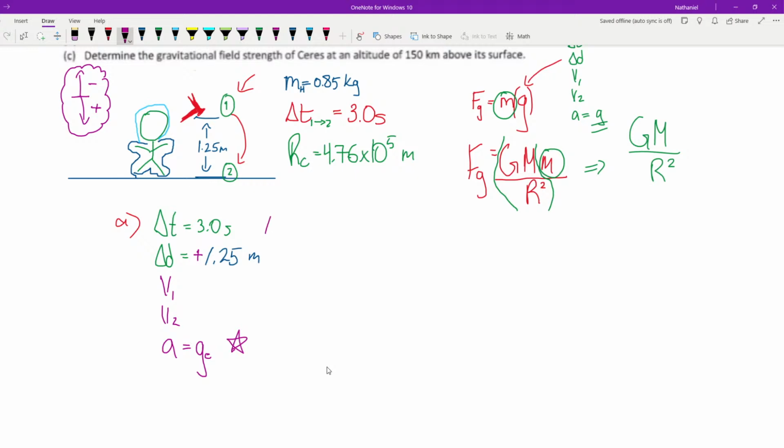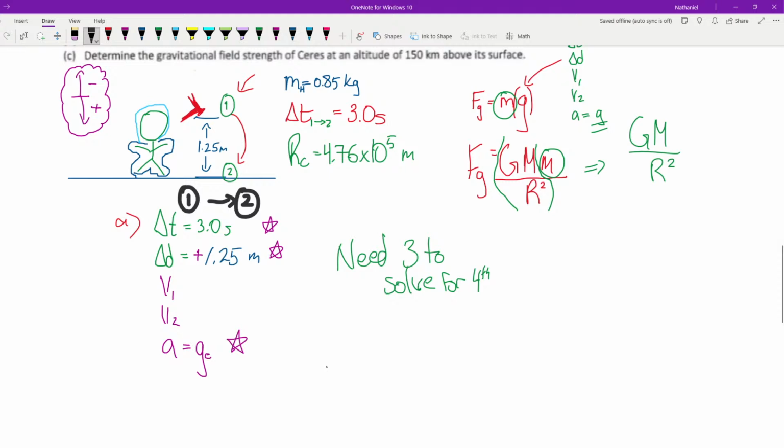So we have 2 others. We need 3 to solve for the 4th. Is there something else that I'm told about this journey from 1 to 2? Something else that I'm told from 1 to 2. Either the V1 or the V2. Which one do I know?